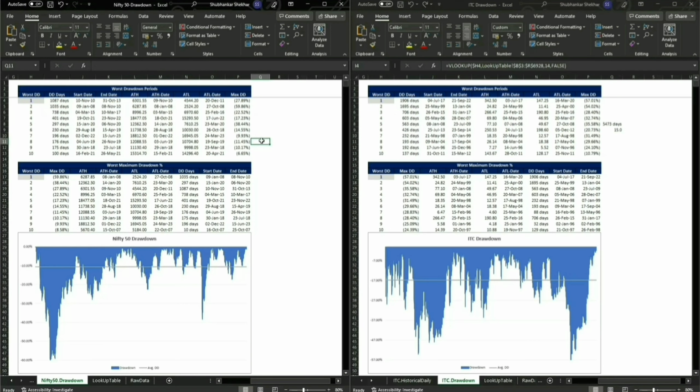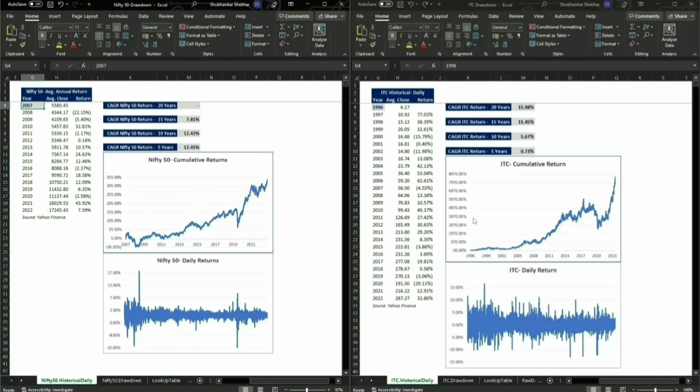We should also be comparing the cumulative returns of ITC as well as Nifty 50, the daily returns. We can also look at the average annual returns and the CAGR as well. But is it a proper comparison? No, because the data here happens to be from 1996, whereas the data here is only from 2007. So only for the last 16 years.